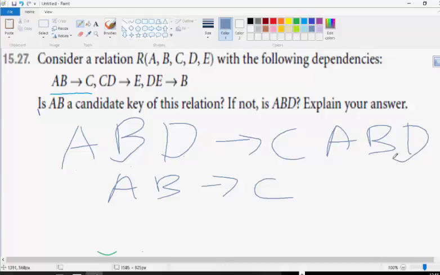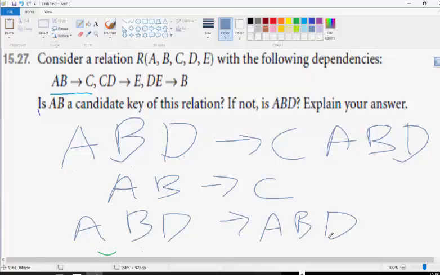So I have four things. From this, ABD should also lead to ABD. So combining these two will get me that one. So I can combine two rules.